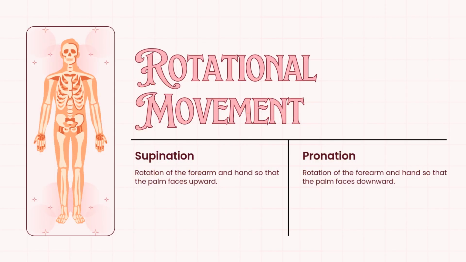Supination is a rotation of the forearm and hand so that the palm faces upward. Pronation is a rotation of the forearm and hand so that the palm faces downward.